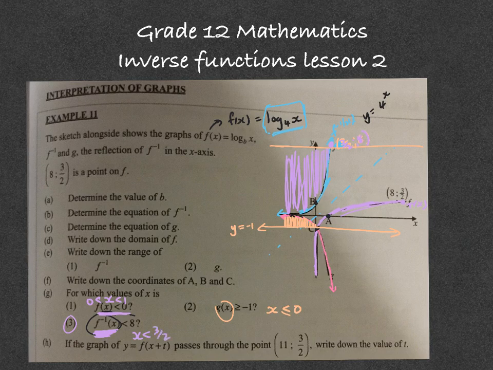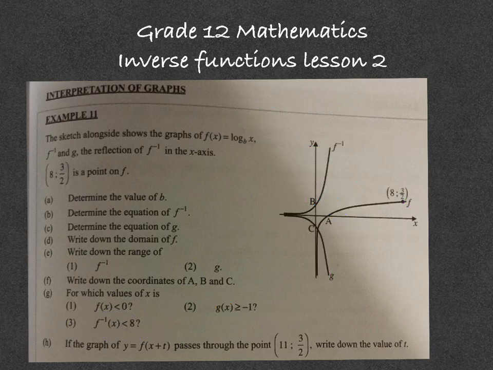All right, and then the last question. y is equal to f of x plus t passes through the point (11, 3/2). Write down the value of t. What this question is asking, and it just looks difficult, it's not. X plus t, or x minus t, just means this graph is shifted left or right. Remember, if it's f of x minus 2, that means you're shifting it 2 to the right, and if it's f of x plus 3, you're shifting it 3 to the left, right?